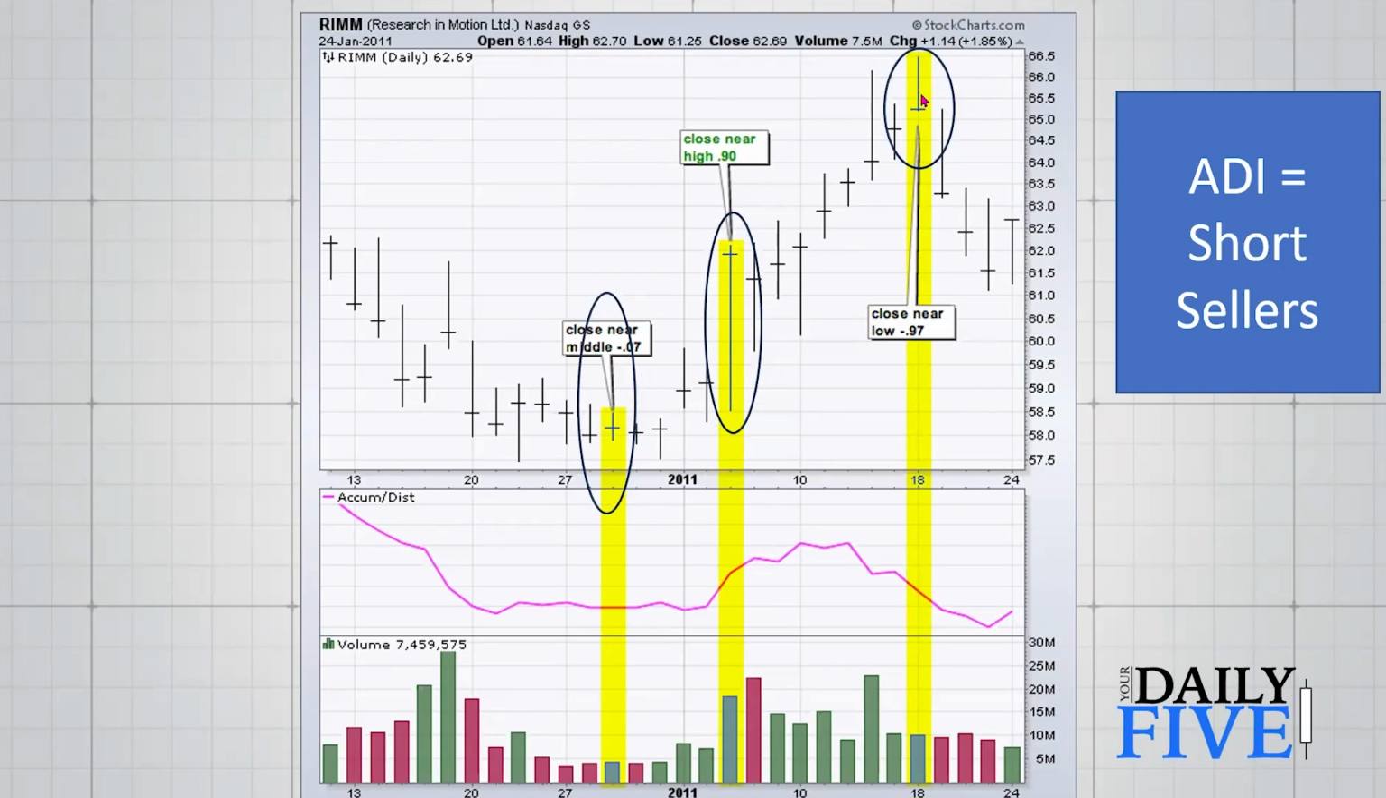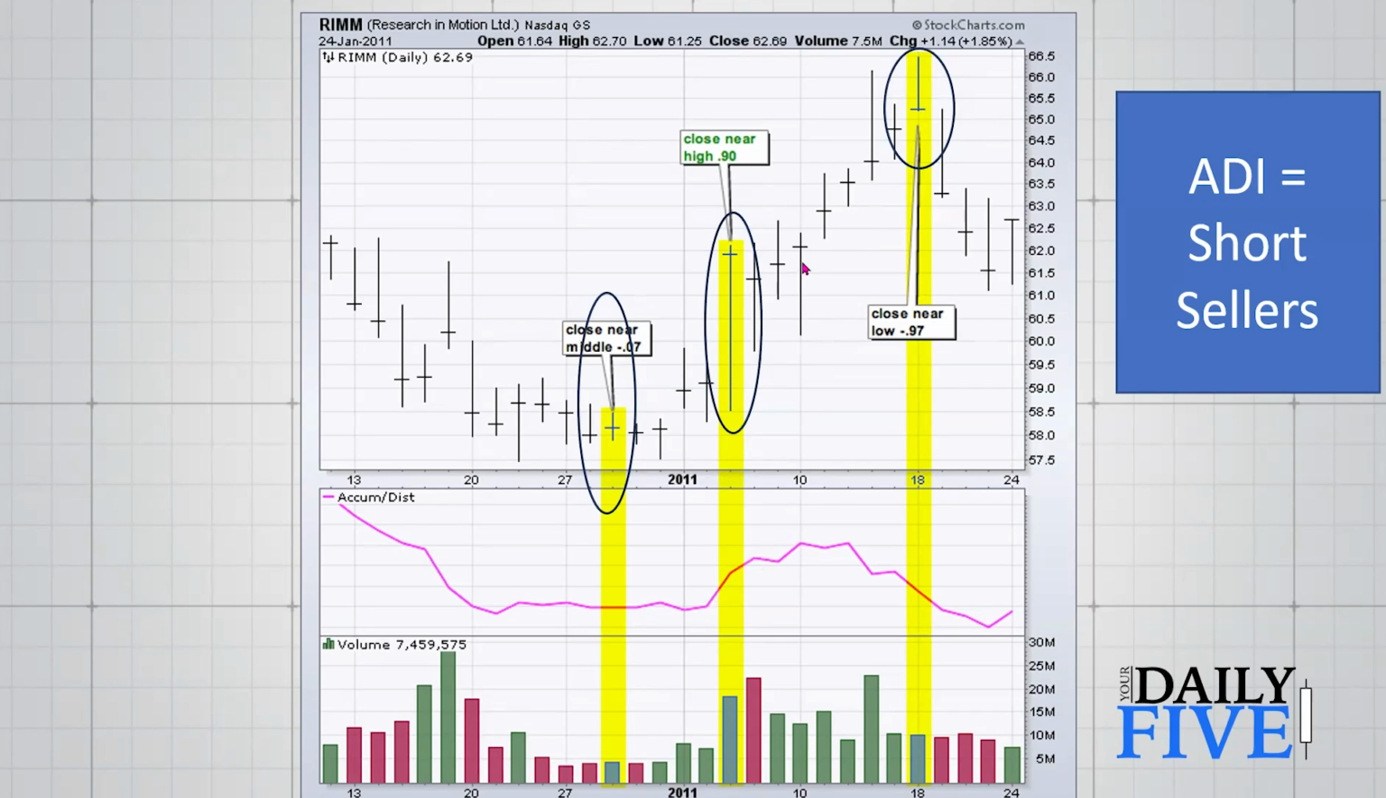Over here, we see that the situation is reversed from this bar, and that the stock has closed at the low of the day, and that tells us that short sellers are piling on, and sure enough, we see that the AD line is falling down. So the concept here is that when stocks close at the top of the trading range for the day, you want to verify that the AD line is moving up, and that tells you that short sellers are not active.